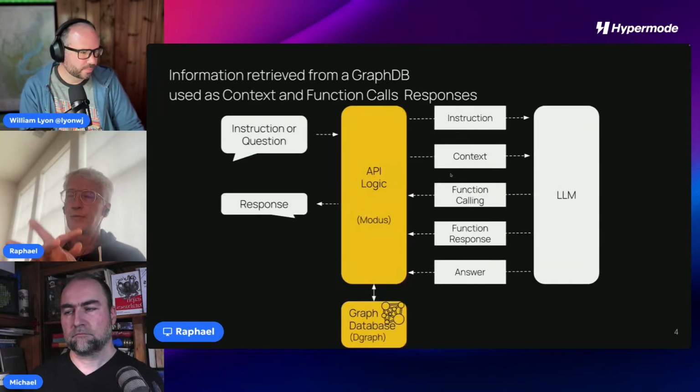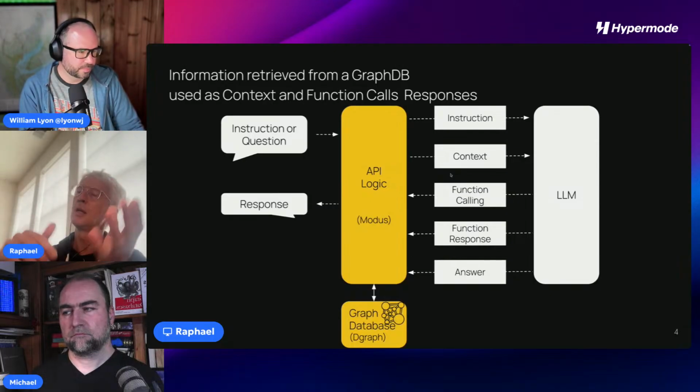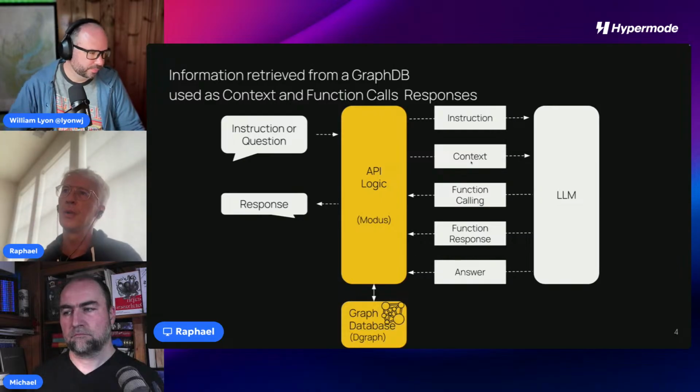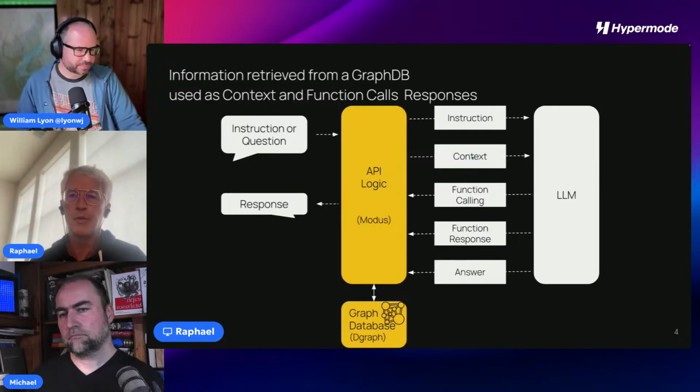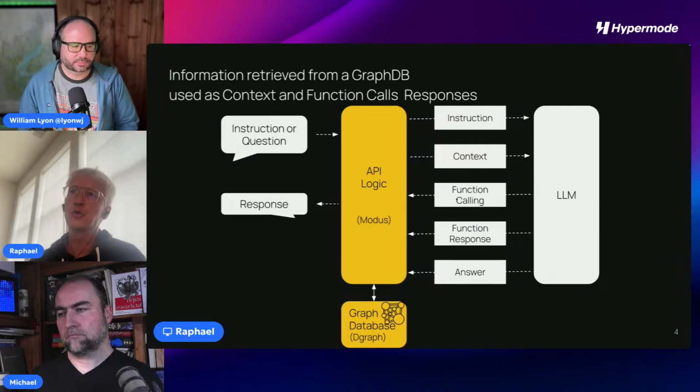So that's what we can build also with Modus and a graph database here, is to have this notion of chat getting information from the LLM. Maybe the context could be created by the graph itself, and the function calling certainly can use the graph, and so on.